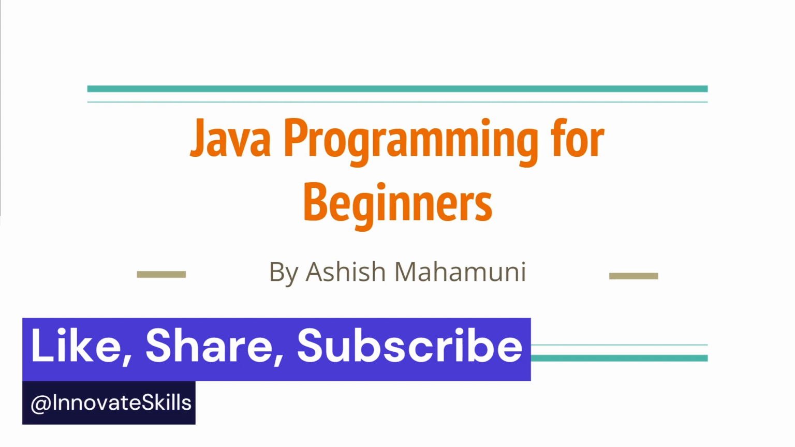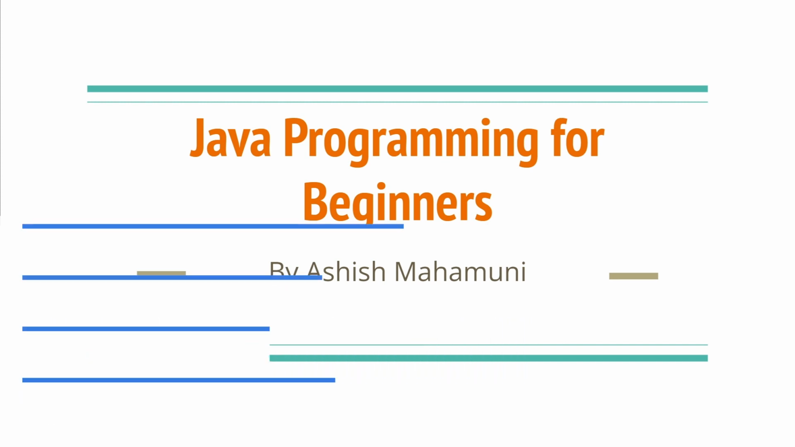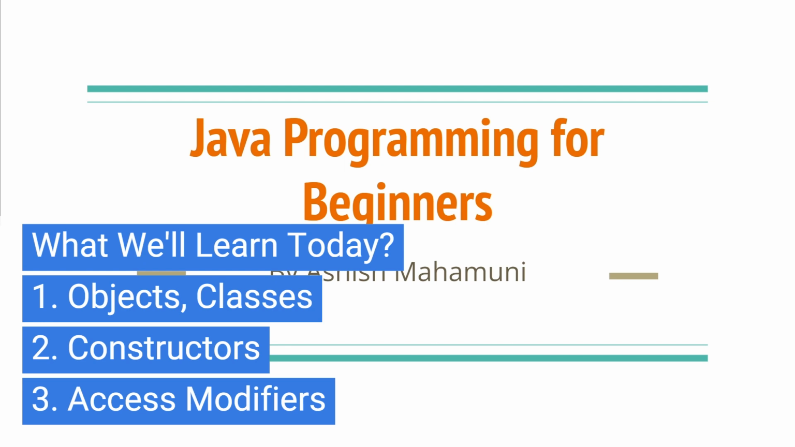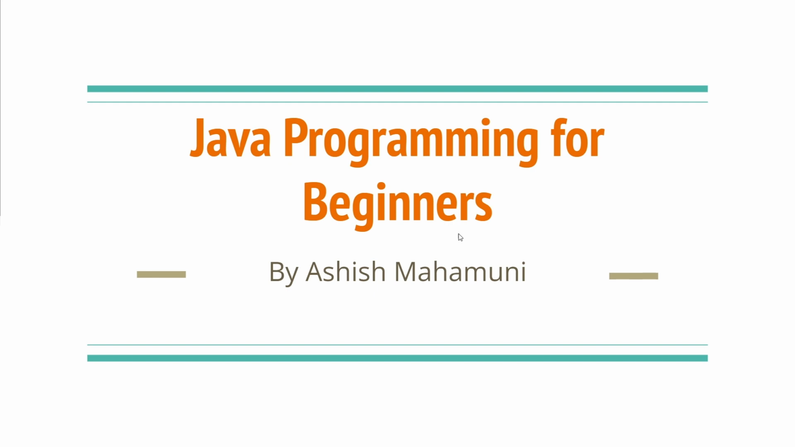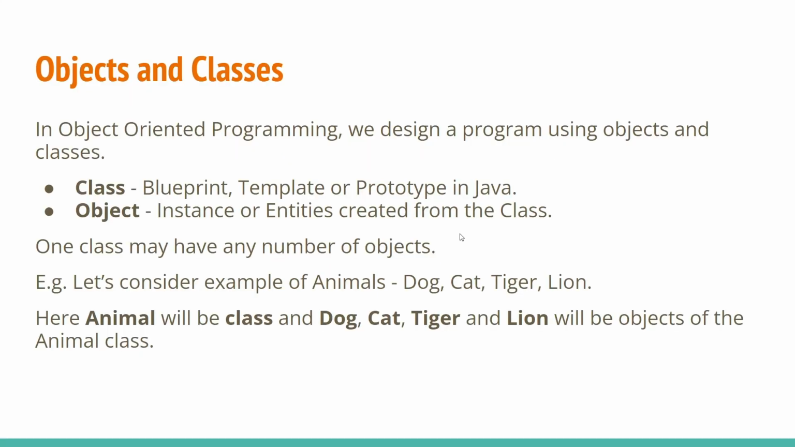Today we are going to look at a simple Java program in which we'll learn about objects, classes, class members, functions, and access modifiers. So in object-oriented programming, we design our program using objects and classes. A class in Java is a prototype, template, or blueprint for the objects. It defines the behavior of the objects. Objects, on the other hand, are instances or entities created from the class.